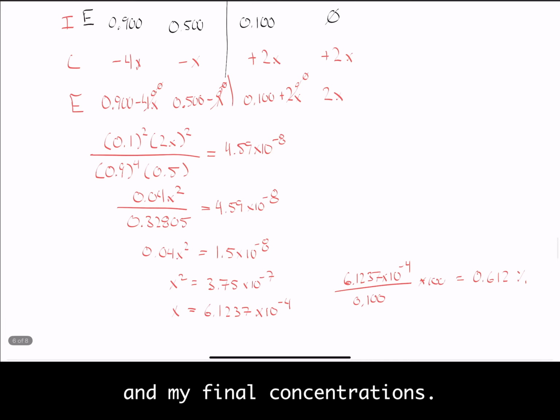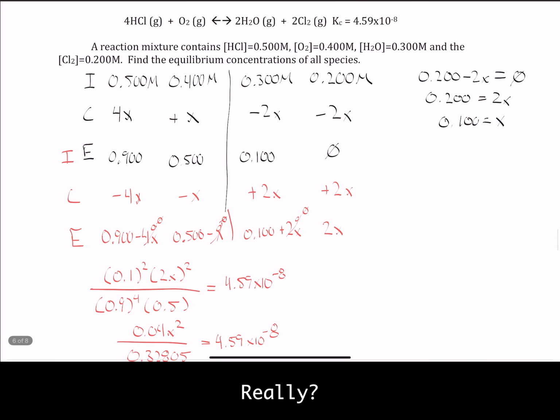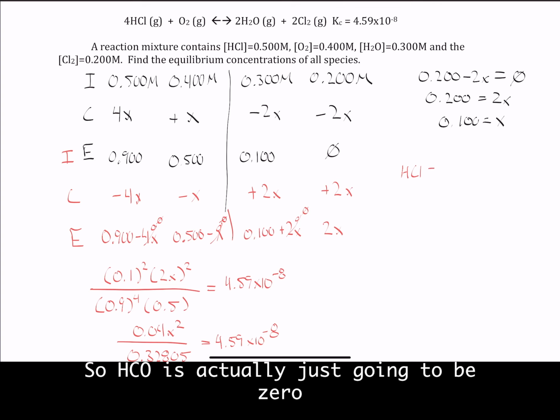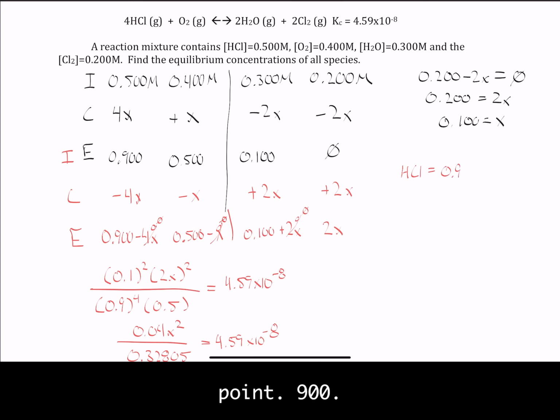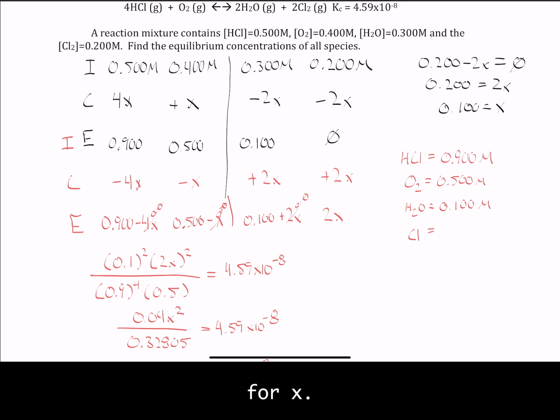then I can go up here to my final concentrations. What are they? HCl is actually just going to be 0.900. And then Cl2 is going to be 2 times what we calculated for x.